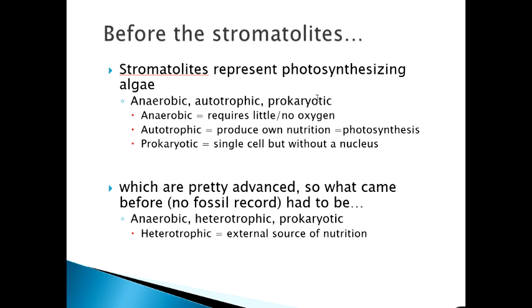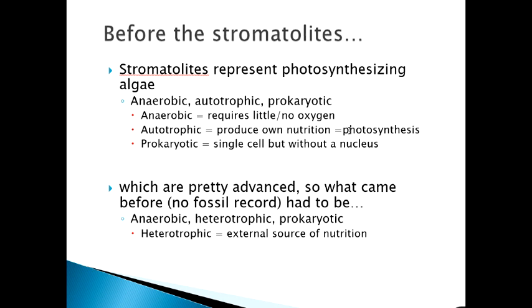Prokaryotic cells are the simplest cells that exist. It's simply biologic material enclosed by a cell wall membrane. And so that's what these things are. Anaerobic, little to no oxygen; autotrophic, feeding yourselves; prokaryotic, single cell without a nucleus. Two of these are the simplest forms of existence imaginable, anaerobic and prokaryotic.